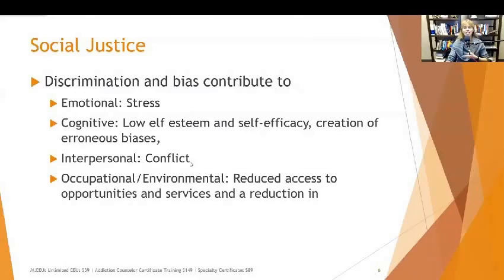Interpersonally, discrimination and bias contribute to conflict, and occupationally and environmentally, it reduces access to opportunities and services. So thinking about... well, we're going to get to that in a second. I have some examples here.